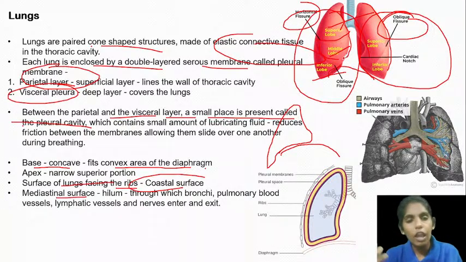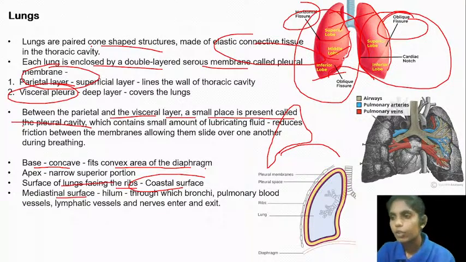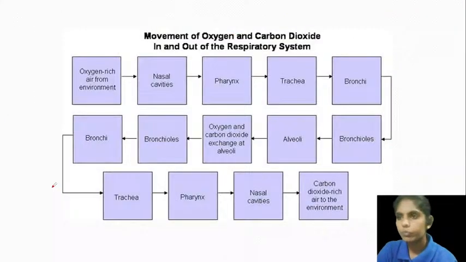Like the renal hilum, the lungs also have a hilum through which the bronchi, the lymphatic vessels, the blood vessels, and different nerves will exit and emerge out of the lungs. So this is about the different sides: the base, the apex, the costal surface, and the mediastinal surface.